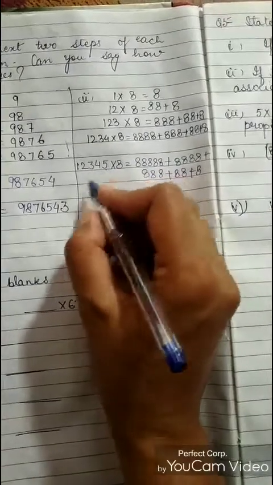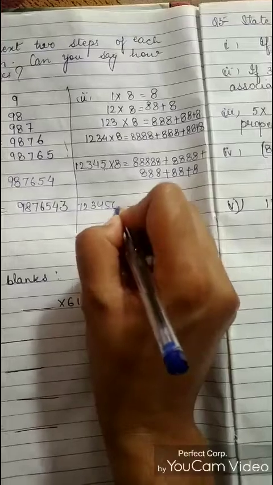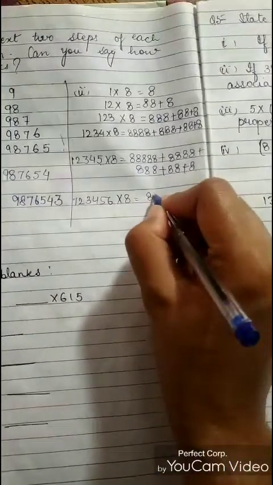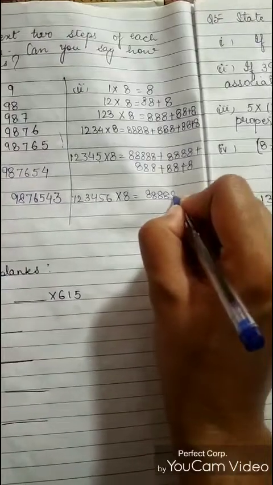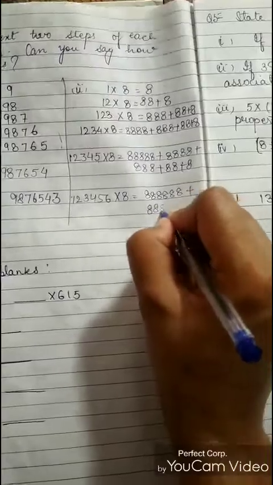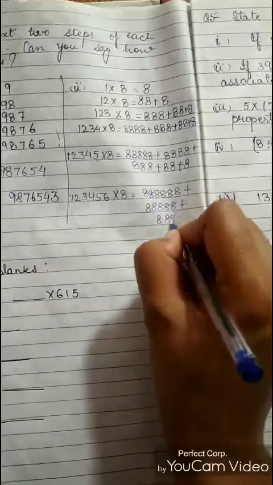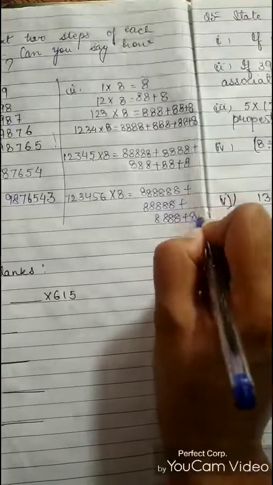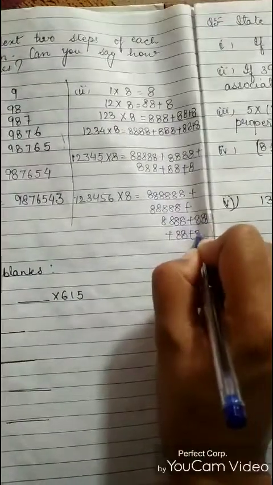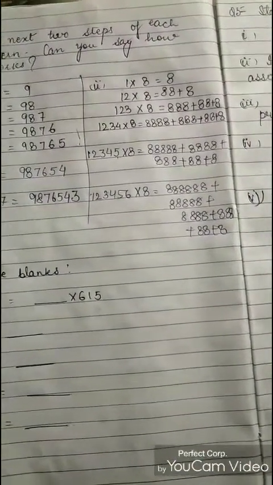Here up to 5 digits. Now we have to make 6 digit. 1, 2, 3, 4, 5, 6 into 8 will be equal to, how many times 8 will come? 6 times. So place 6 times 8, plus above add, plus 88 plus 8. In this way we have to follow the pattern.